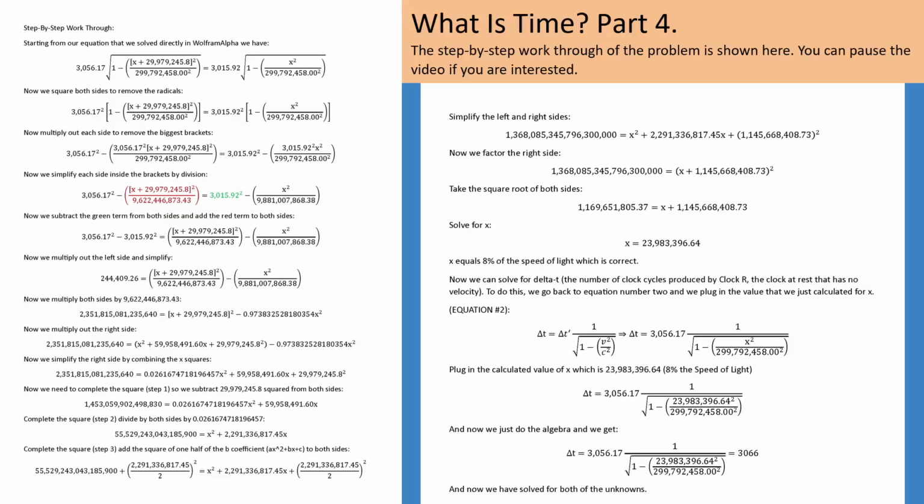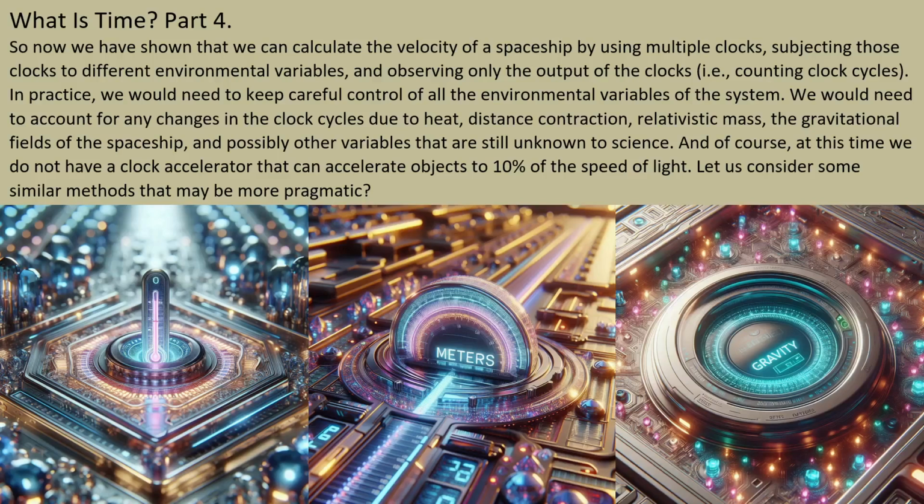For those of you die-hard mathematicians, you can see the step-by-step work-through of the problem shown here. For the rest of us, we'll be moving on. So now we have shown that we can calculate the velocity of a spaceship by using multiple clocks, subjecting those clocks to different environmental variables, and observing only the output of the clocks. That is, we can count the clock cycles.